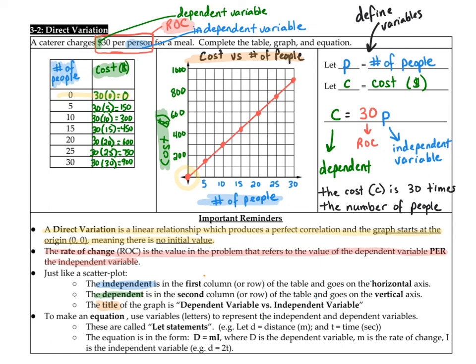To make an equation, you use variables and letters to represent the dependent and independent variable. These are called let statements. And the equation is in the form D equals M times I. The D represents the dependent variable. The M is representing the rate of change, and the I is representing the independent variable.